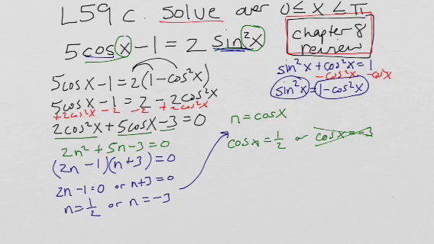Now, you can use the calculator. Just type it in your calculator. x equals the inverse cosine. This is asking the calculator to tell you, what angle does have a cosine of 1/2? You say the inverse cosine of 1/2, and it'll tell you. Or we can think of it this way.